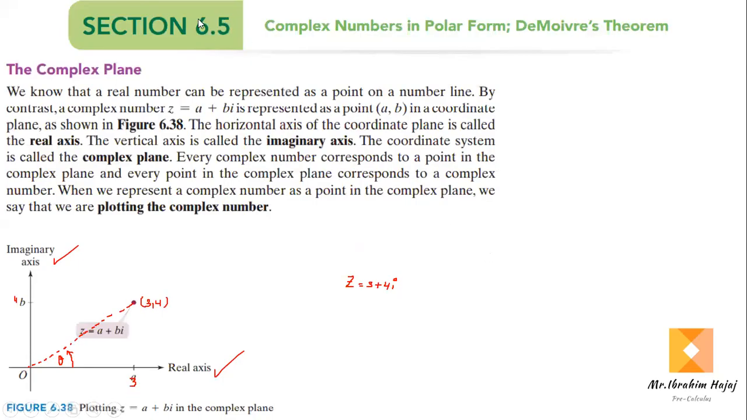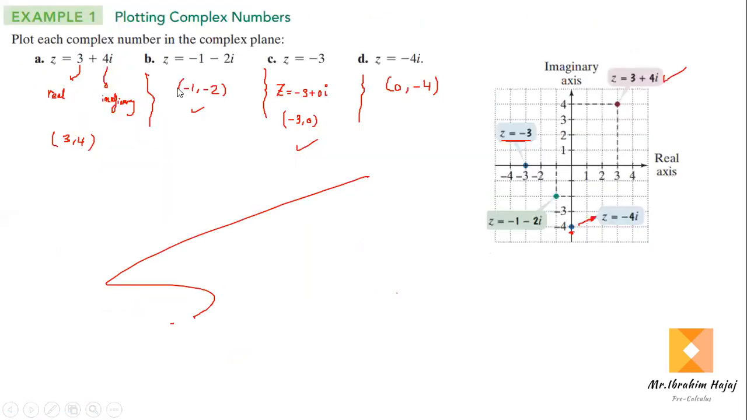We started 6.5, guys. Section 6.5, complex numbers in polar form. And quickly, we said how to plot a point in the complex plane. And we did this here, and we said it's as any other point in the rectangular coordinate plane.